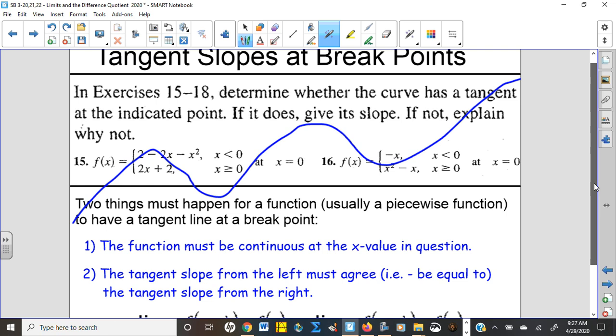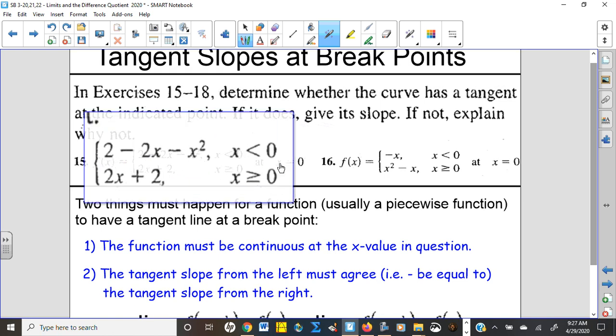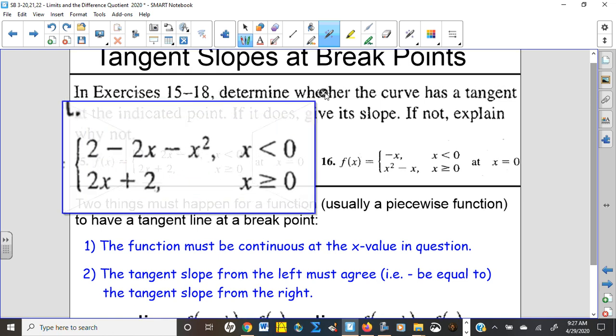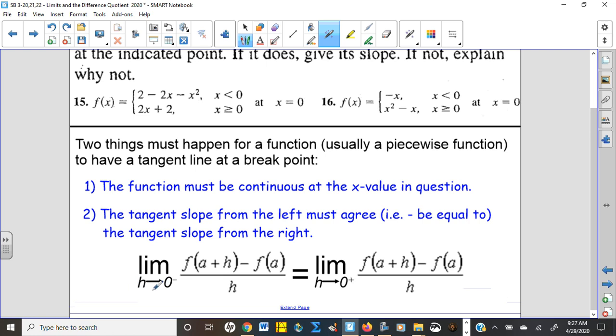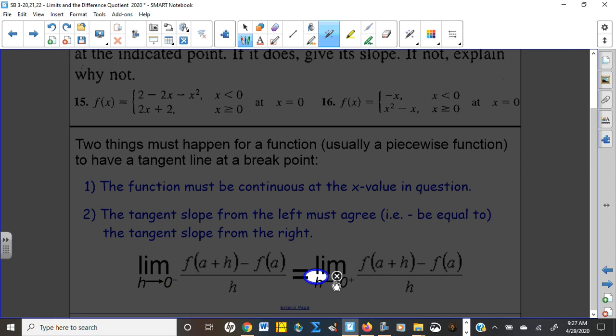Also, tangent slopes have to agree coming in from each part of the function. Notice these are piecewise functions, so you have a left half and a right half. Well, they've got to agree. Even if it's continuous, if the tangent slope doesn't agree, then it's not going to work, okay? And so this is how we would write that. The limit as the distance between the x's, the points approaching each other from the left side, that's what that little negative is right there, has to be the same as if we take the limit of the secant slope or the difference quotient from the right.